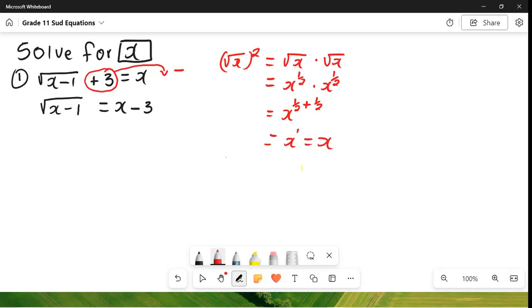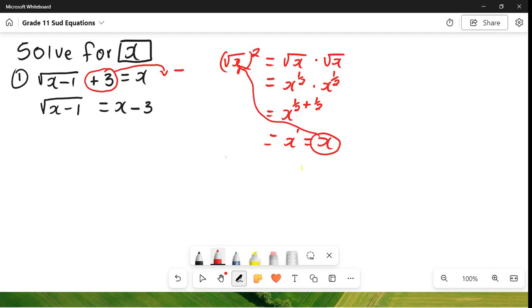So this x is that which is under the square root. So all the time they tell you that when you remove the square root, you raise that equation to the exponent 2.